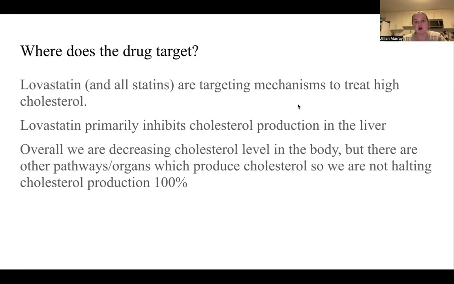Lovastatin is a targeted mechanism for treating high cholesterol, and it does this in the liver. It primarily functions in the liver to block this pathway and decrease cholesterol level. However, there are other pathways and organs that can produce cholesterol elsewhere in the body. So the overall impact is that we're halting or limiting cholesterol production in the liver to hopefully bring down the overall level in the body. And it's through the mechanism of preventing the production of mevalonate by blocking the HMG coenzyme A reductase enzyme from being able to function.